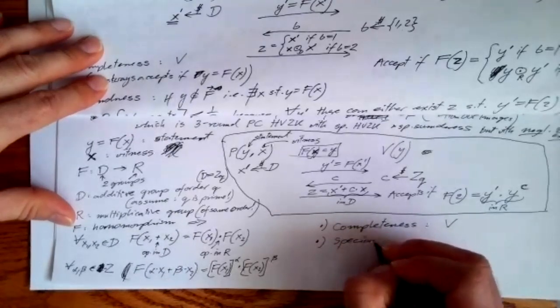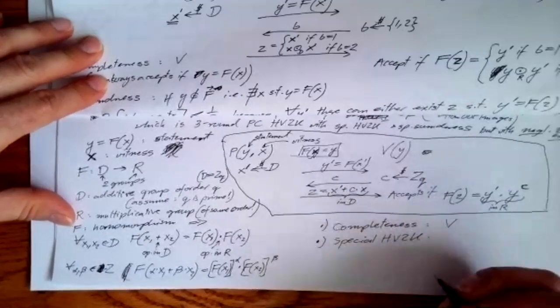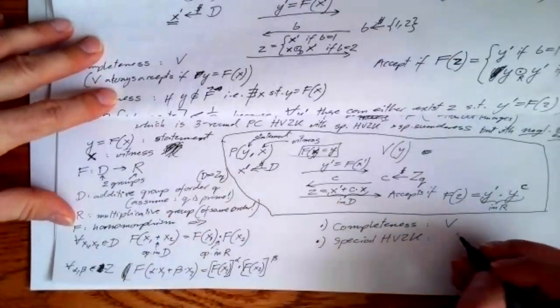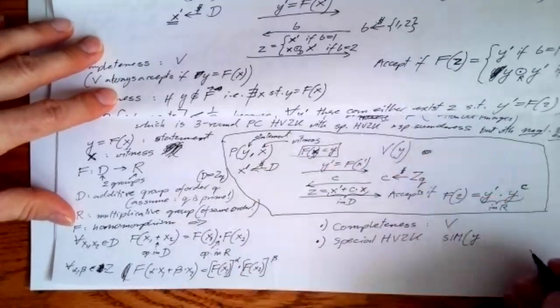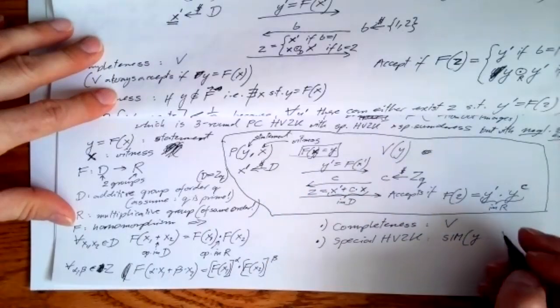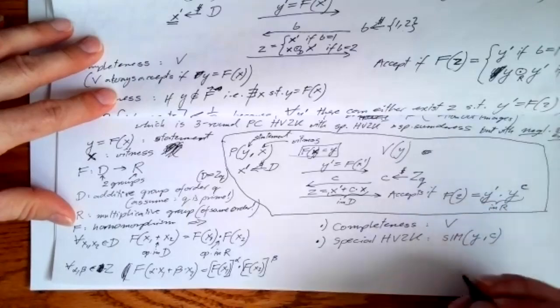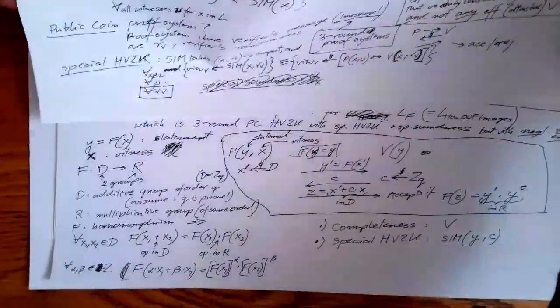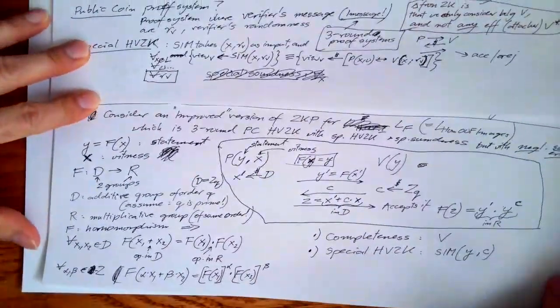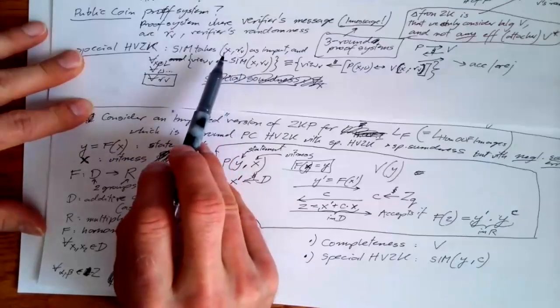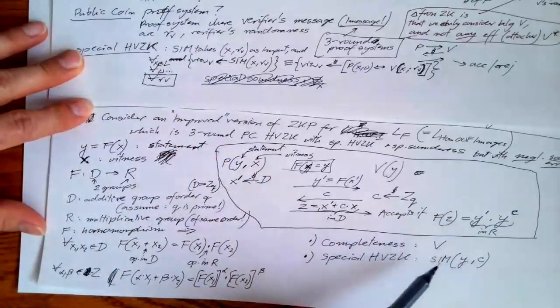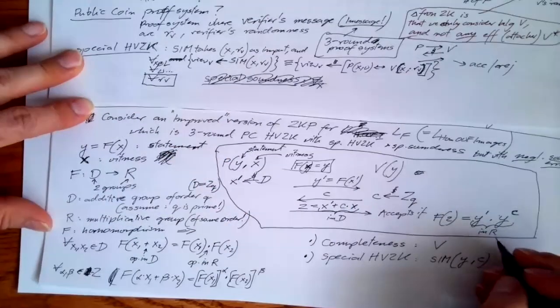Special HVZK. Well, it's the same simulator. Simulator, given the image, a value from the range, and given a challenge C, right? That's how the special simulator had to work. The special simulator was given the randomness as an input and a statement. So it's given the randomness and the statement. And it has to create a matching view.